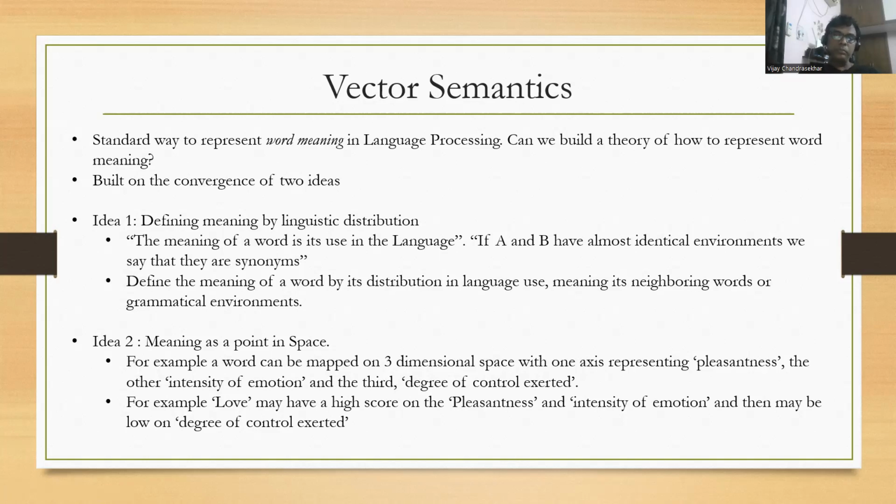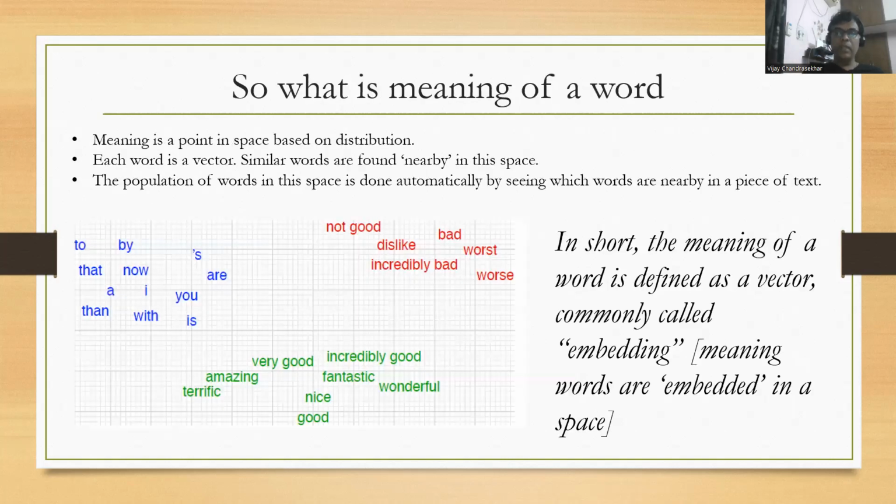So these two ideas converged, where A, I can represent a word as a vector, and B, I can look at the linguistic distribution of the words to figure out meanings. When these two ideas converged, the whole field of vector semantics came into being. Right?